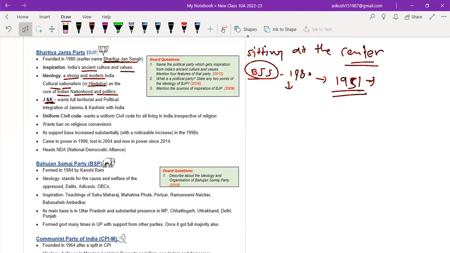In J&K, the Bharatiya Janata Party wants full territorial and political integration of Jammu and Kashmir with India. And I think it is done. Is it done? Article 370 is removed. Understood? From where? From Jammu and Kashmir. Now it is also a common state like the one we are living in. Understood? Yes, sir.